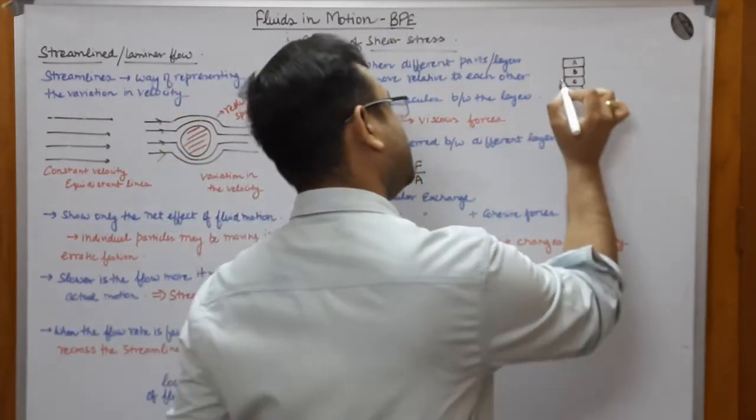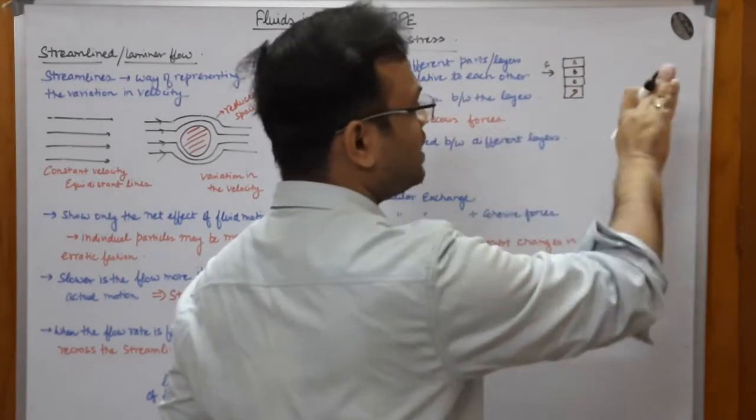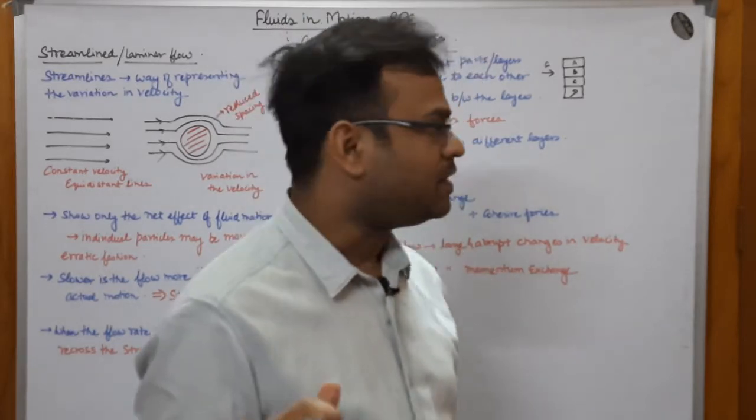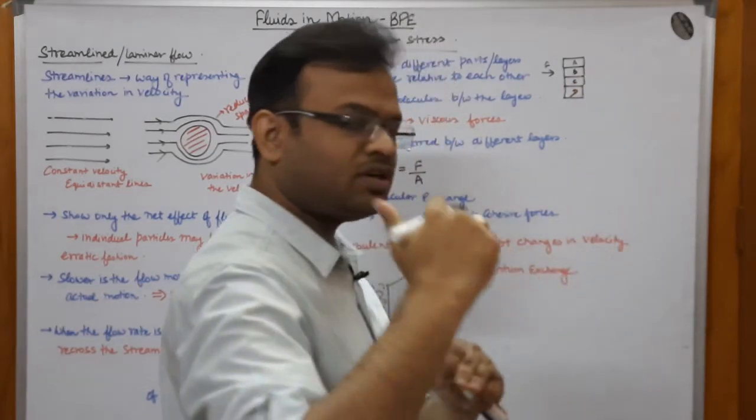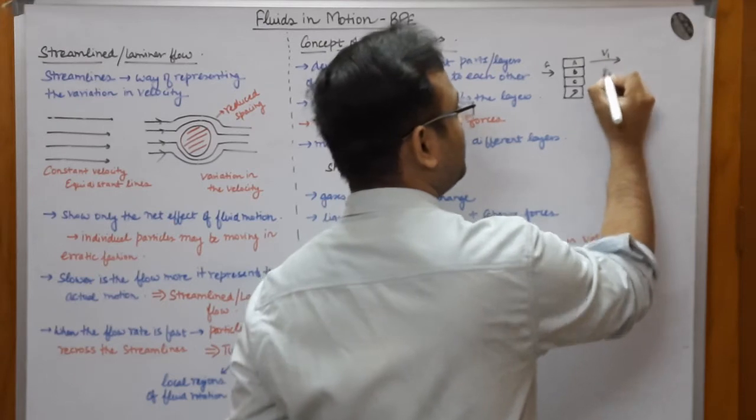What I'm doing is I am just applying a force in this direction. I'm applying a force in this direction. What will happen? So this particular book, the book that is present on the top, will show a velocity of, let us say, v1.